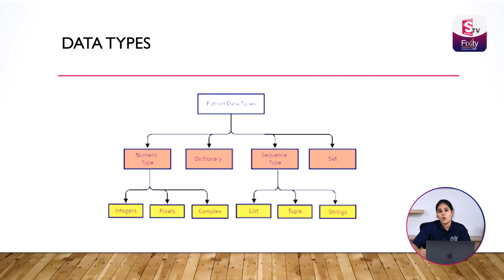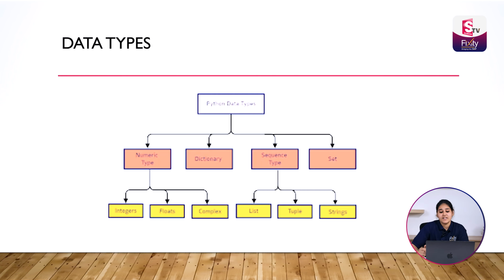Integer is nothing but a whole number value like 1, 2, 10, etc. And floats are decimal values like 3.14, 2.67, like that. And complex is a combination of real and imaginary parts, for example 2 plus j, like that. And dictionary is a collection of key value pairs. We can access those values by using keys. And keys are unique in a dictionary.